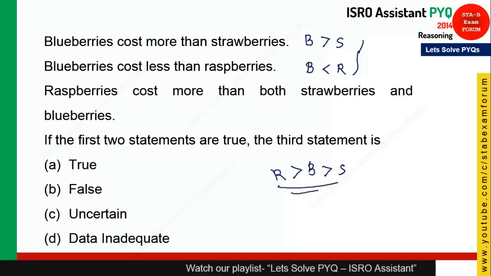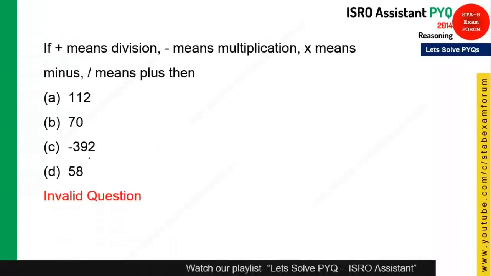Okay, so if statement 1 and statement 2 are true, then definitely statement 3 will be true. So the answer will be option A, true. Option A, true, will be the correct answer. Okay, coming to the next question.